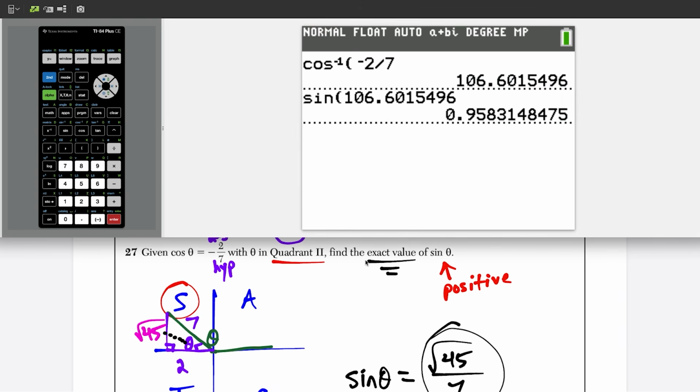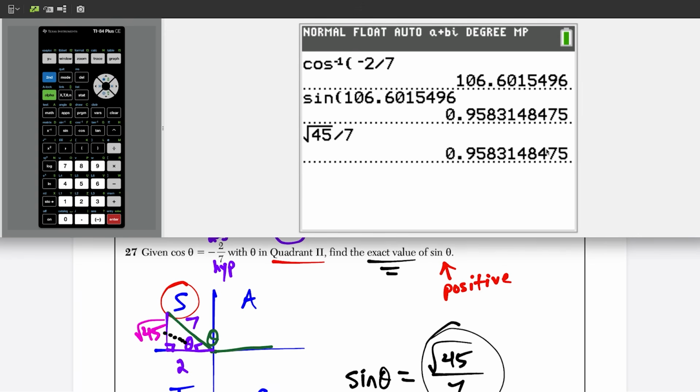But they said to find the exact value. So if we had just plugged in and gotten the decimal value, we would get partial credit, but we wouldn't get full credit. But if we want to check our answer, we could press second square root and write in 45 and then divide this by 7. And notice that we get the exact same decimal.